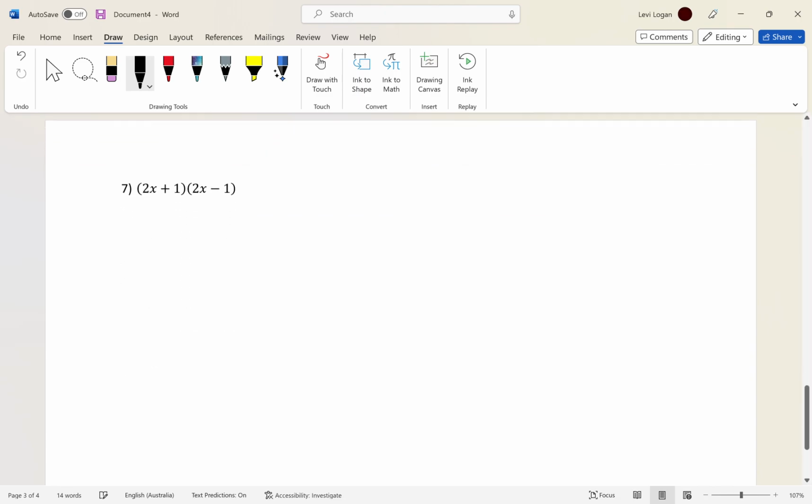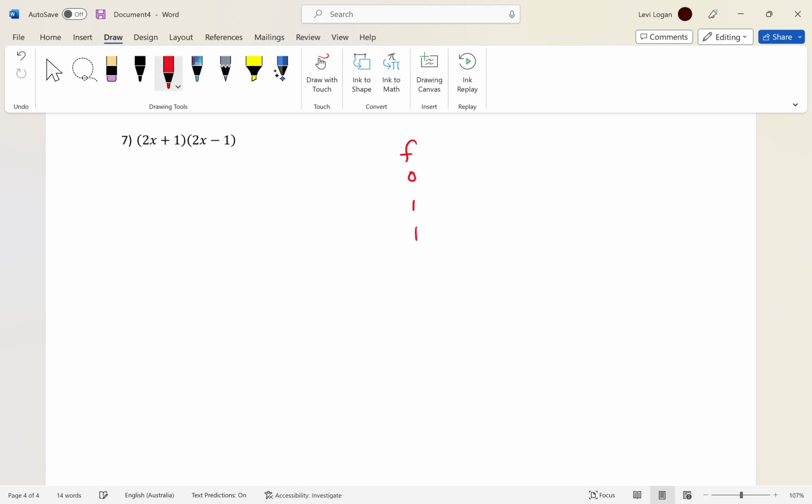Alright, let's move on to our last question of the video. So if you want to have a go at this question, feel free to have a go. Alright, straight off the back, it is a FOIL question. So first, outer, inner, last. So straight off the back, we're going to draw our arrows. So we're going to have an arrow going in here, an arrow going in here, and an arrow going in here, an arrow going in here.